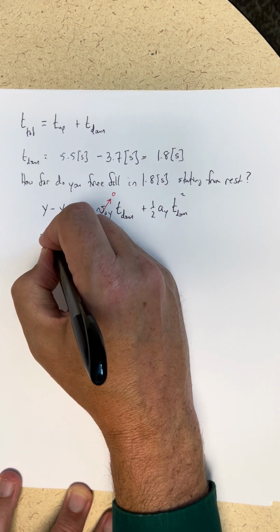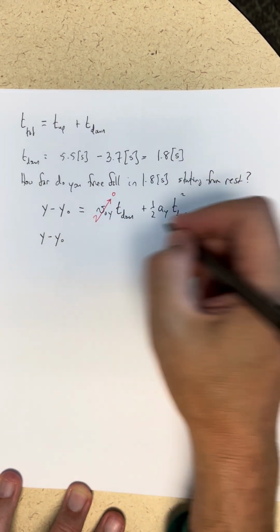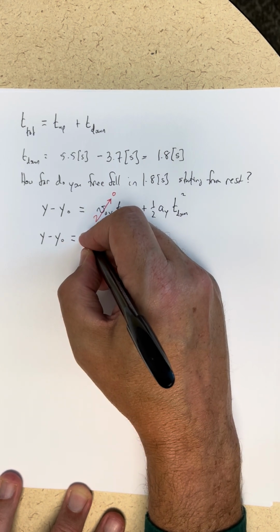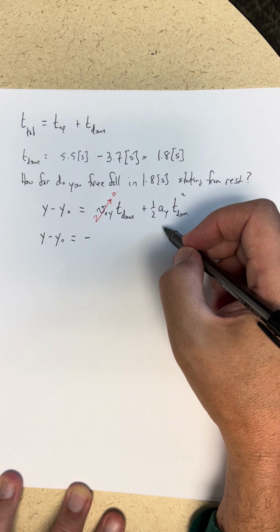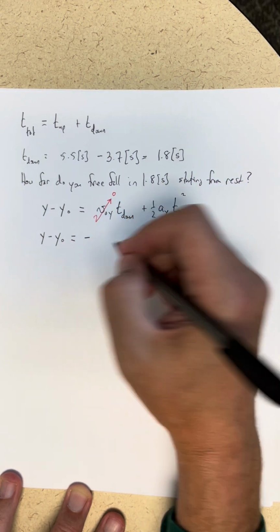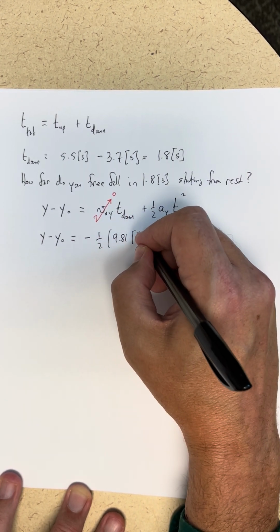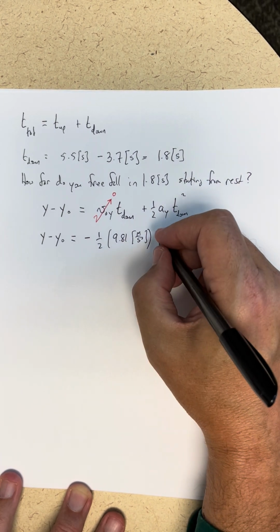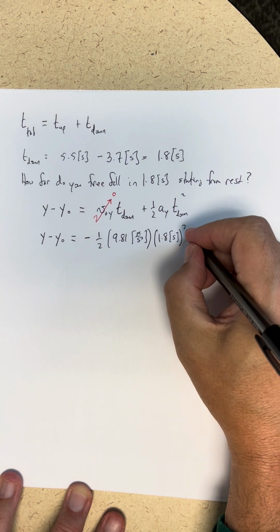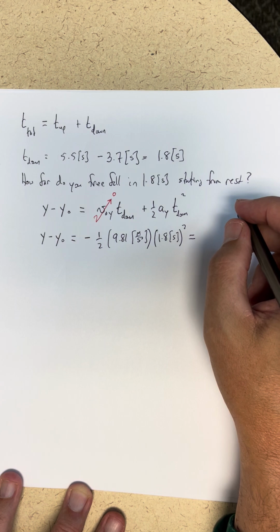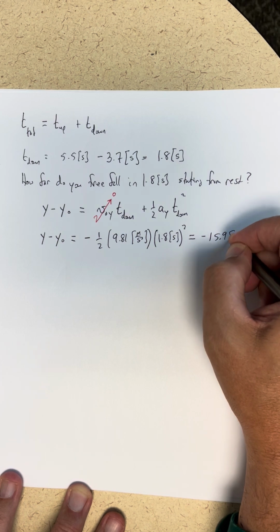So our displacement vertically, y minus y0, I'm going to have a minus sign because we took up to be positive and a sub y is minus 9.81 meters per second squared. So I have a minus a half times 9.81 meters per second squared times 1.8 seconds quantity squared, and that works out to be falling minus 15.9 meters.